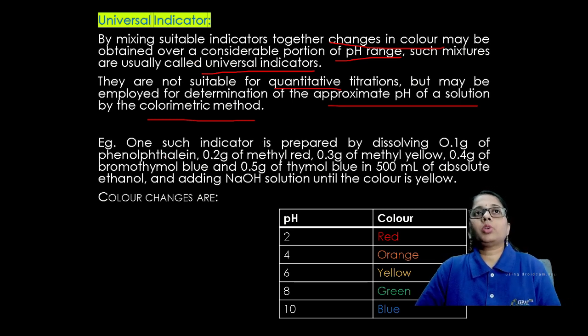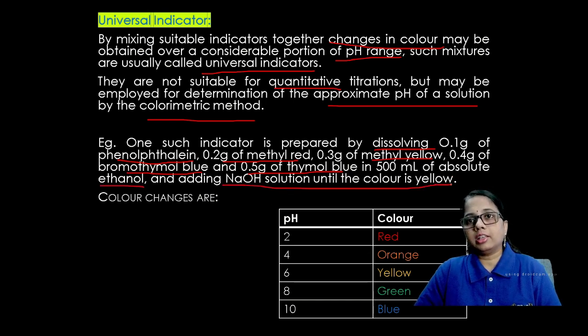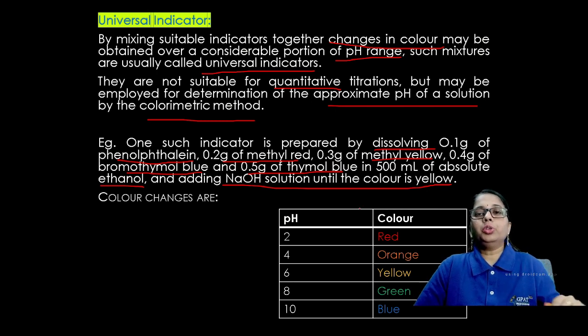For this purpose we have given one example: what a universal indicator is and how it is prepared. That is, dissolving 0.1 gram of phenolphthalein, 0.2 grams of methyl red, 0.3 grams of methyl yellow, 0.4 grams of bromothymol blue, and 0.5 grams of thymol blue in 500 ml of absolute ethanol, and adding NaOH solution until the color is yellow. That means the pH is slightly adjusted, and thereby you get a universal indicator solution.